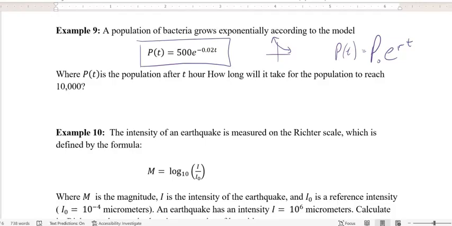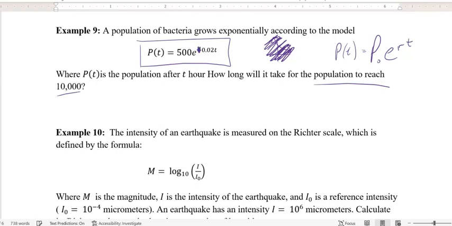So let's see if we can answer the question. P of t is the population after t hours. How long will it take to reach 10,000? Well, that seems to be a problem because this is not growing. So I need to edit this document. That's a typo. So I take that. This is an increasing function. Right? If I read carefully, it says population to reach 10,000. So that means this has to be positive.